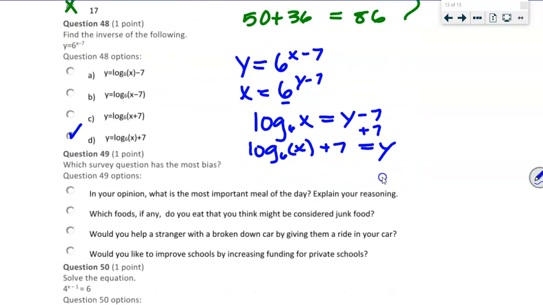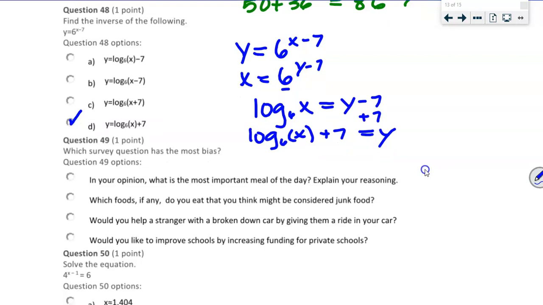Number 49 says, which survey question has the most bias? Number 1 says, in your opinion, what is the most important meal of the day? Explain your reasoning. I don't see any bias in that question. Which foods, if any, do you eat that you think might be considered junk food? Now remember, what does bias mean? Is something over or underrepresented, okay? I don't think that B is either. Would you help a stranger with a broken down car by giving them a ride to your... I don't think that's biased either.